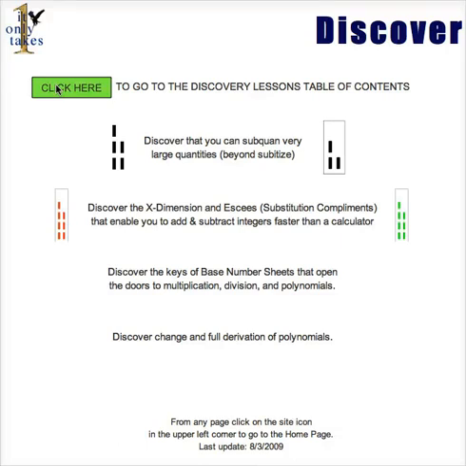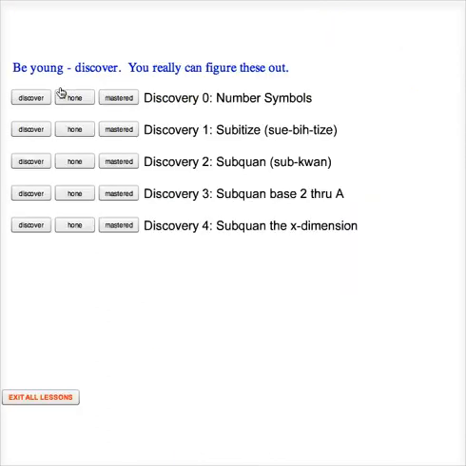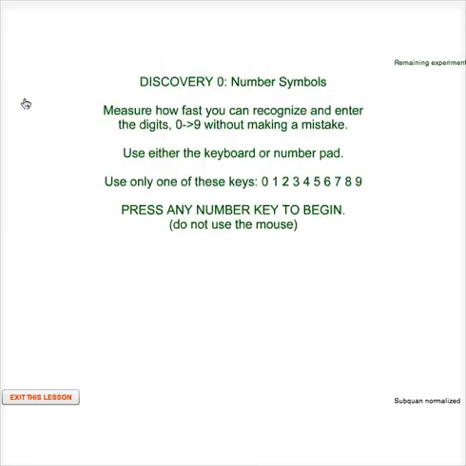I'm on the itonlytakes1.org site, that's the symbol 1, and I'm learning how to subQuan by clicking here. I quickly see that I have 5 lessons. The first lesson is actually going to give me a baseline of how fast I can type the number from seeing it on the screen.